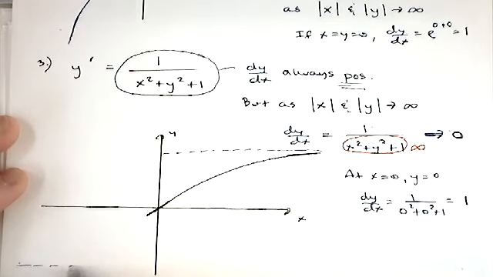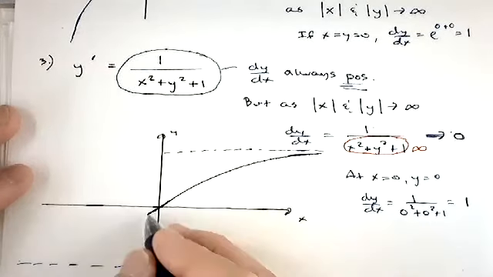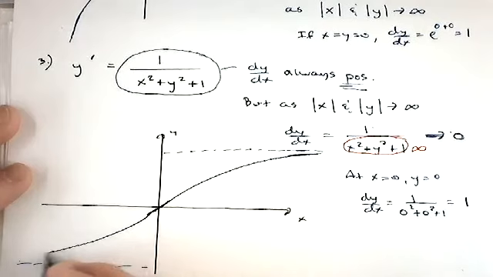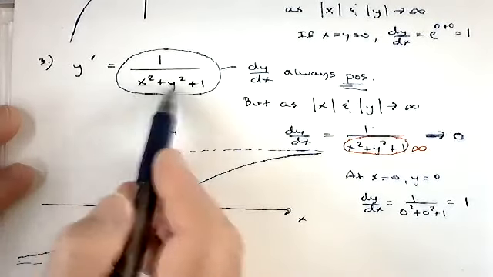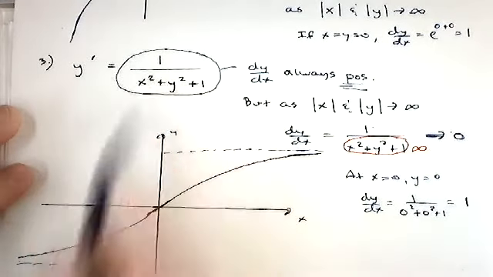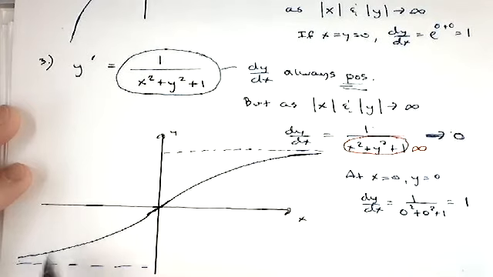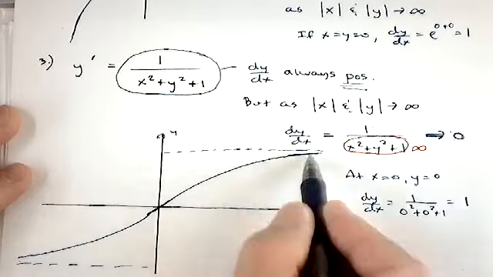You could think of this: if X and Y are both big and negative, this is also going to approach 0. So my solution curve might look something like that.